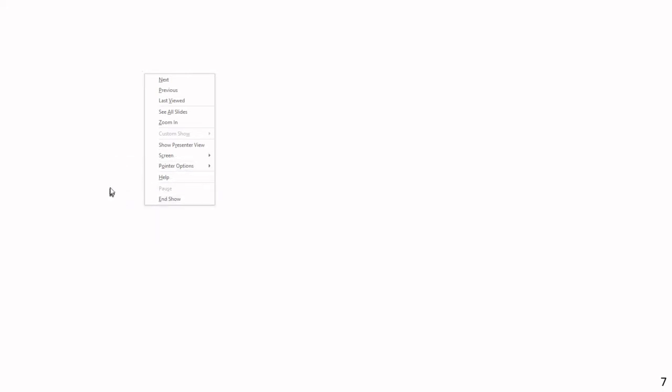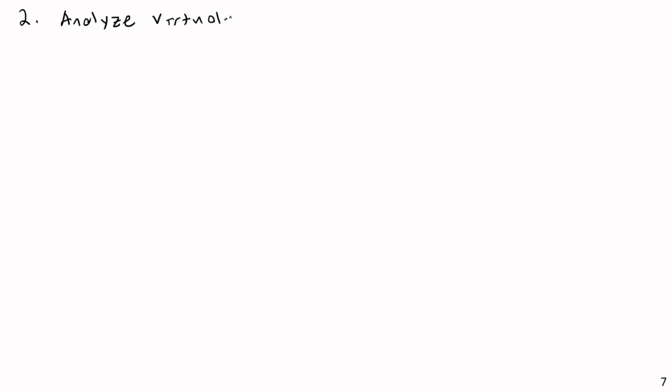So step 2, I want to analyze my virtual system. Now this one is going to be a little bit different than the previous one, because we're doing this as a general case. I don't want the deflection at just one location. I want an equation that will give me the deflection at any position. So step 2, let us analyze the virtual system.